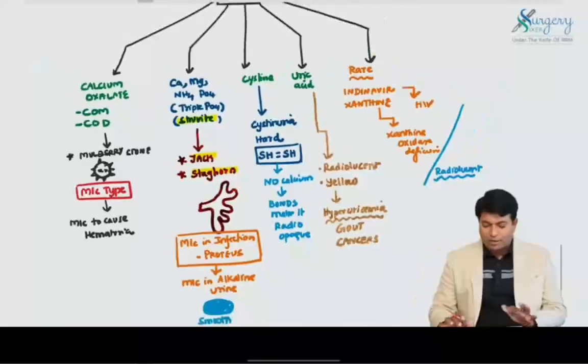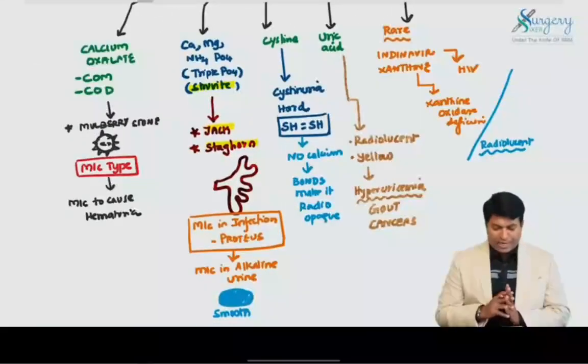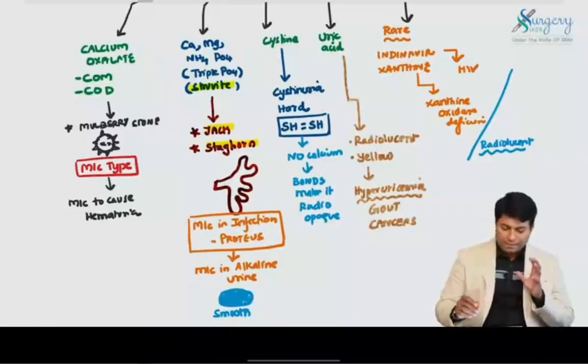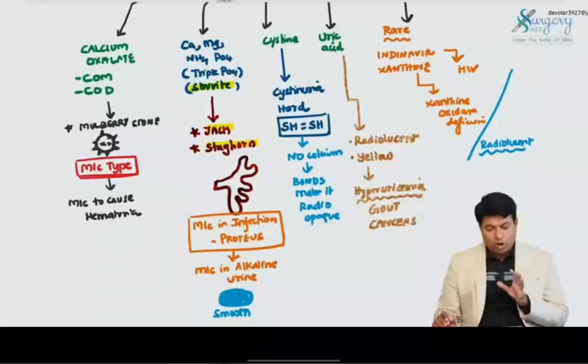So these are the basic points of all the stones. I want you to remember all these points. Calcium oxalate monohydrate and dihydrate are the 2 types of stones. They look like mulberry and they are the most common stones. And they are the most common to cause hematuria.